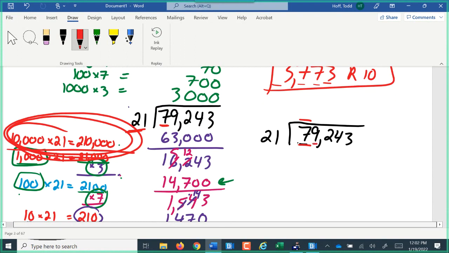Over here, we go to the next place. Does 21 go into 79? Yeah, it goes in there 3 times. 3 times 21 is 63. We subtract to get 16. That's exactly what we did over here. We just left out all the zeros.